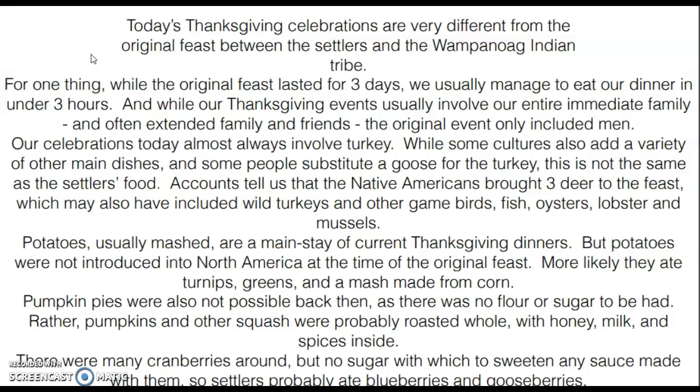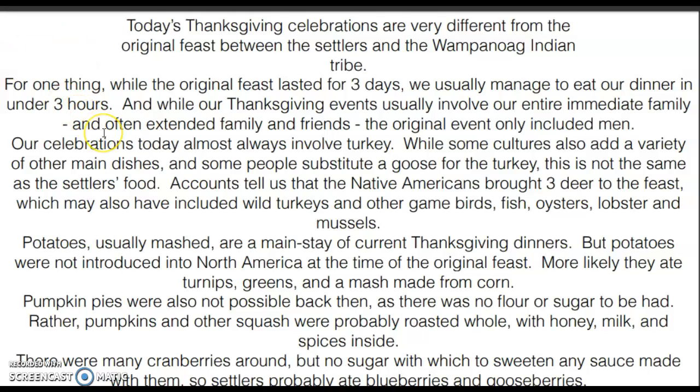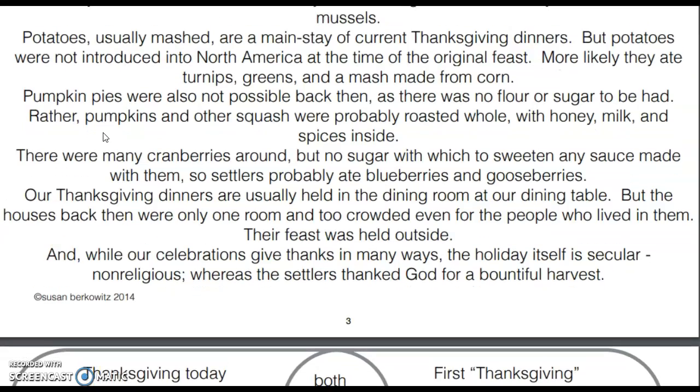Rather, pumpkins and other squash were probably roasted whole with honey, milk, and spices inside. There were many cranberries around, but no sugar with which to sweeten any sauce made with them, so settlers probably ate blueberries and gooseberries. Our Thanksgiving dinners are usually held in the dining room at our dining table.